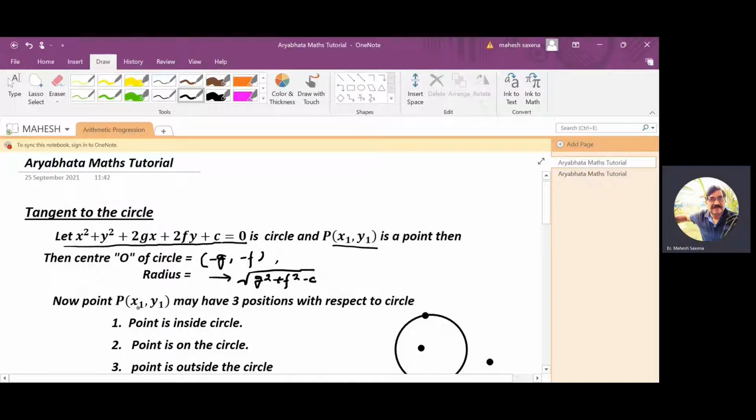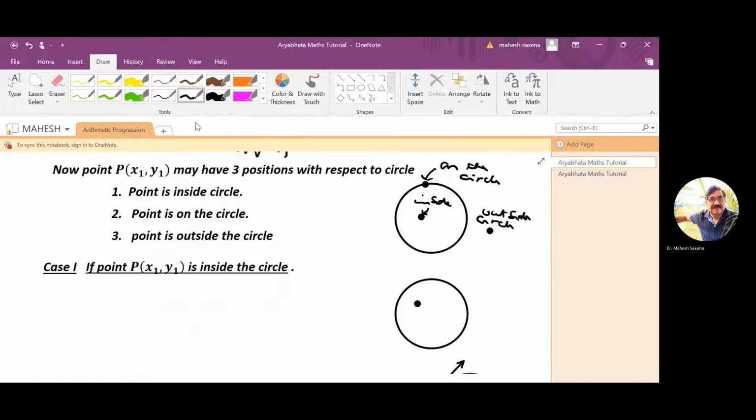Now point P(x1, y1) may have three positions with respect to the circle. It can be inside the circle, it can be on the circle, and it can be outside the circle. Now we will take these three positions one by one.